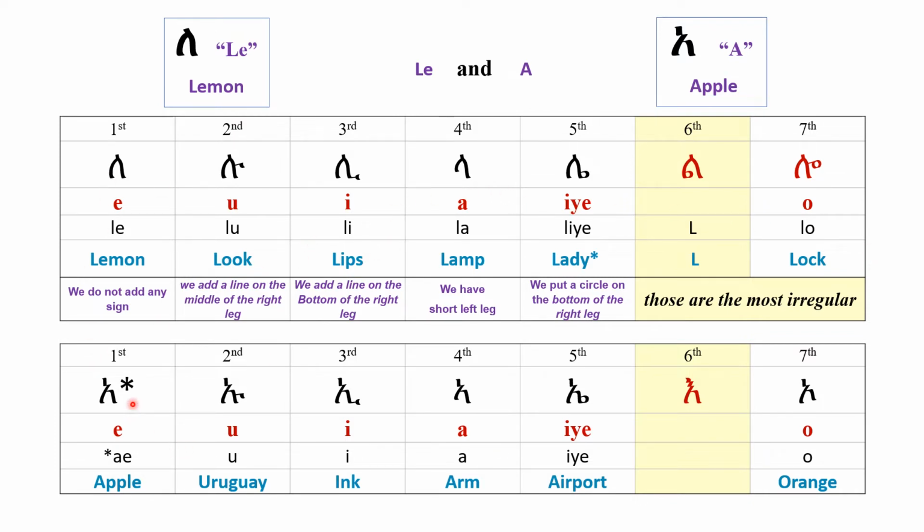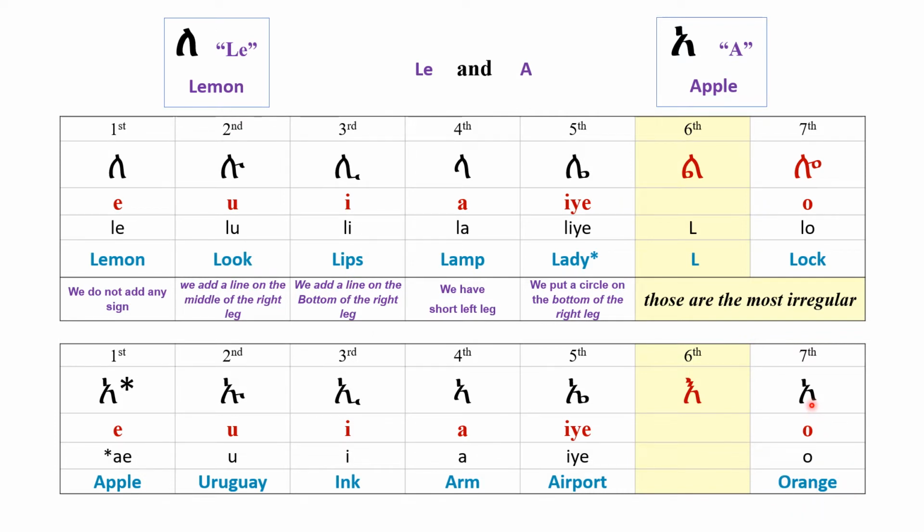The next one is A like apple. A, U, E, A, E, U, O. The pronunciation in English: A like apple, U like Uruguay, E like ink, A like arm, A like airport, E and O like orange.